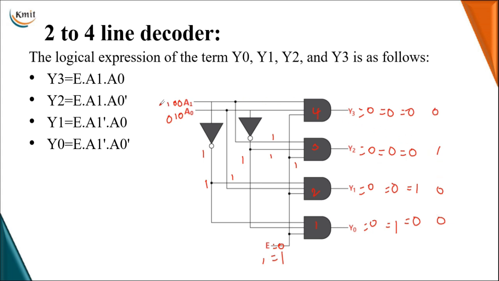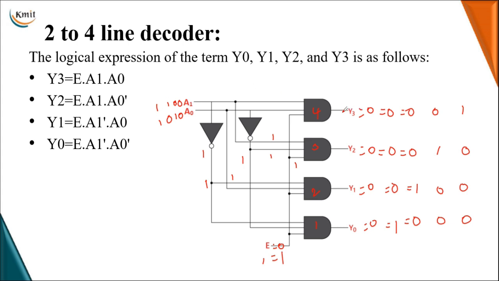Next, for the input combination 1 1, along with enable input 1, your fourth AND gate will give you the output 1, and the remaining gates will give you logical 0 output. So like this, your 2 to 4 decoder will be operated based on your enable input as well as on your input combination, which is applied on the inputs of the decoder circuit.